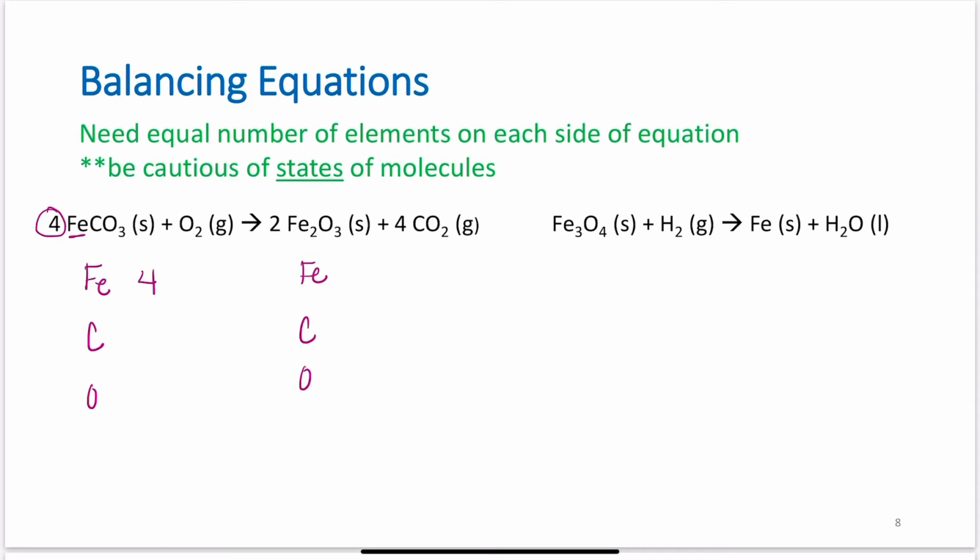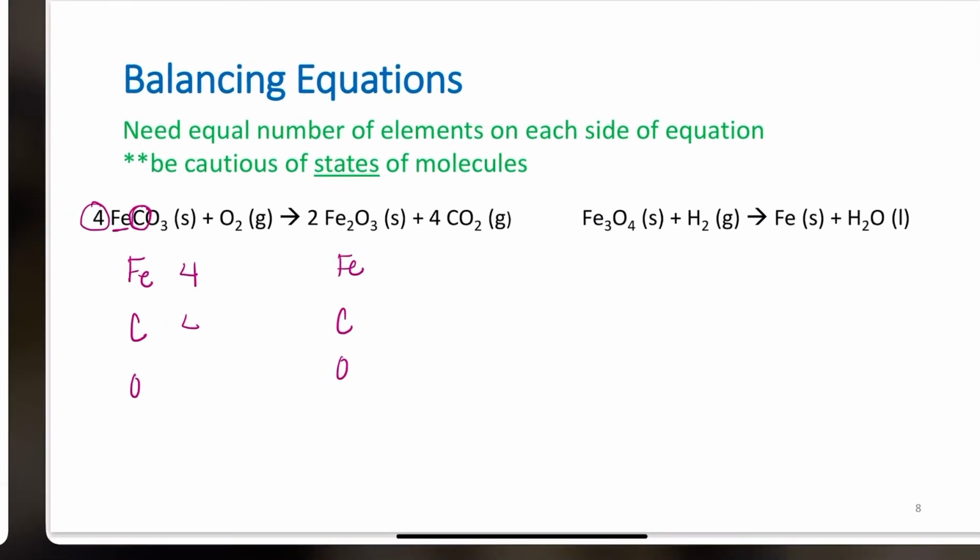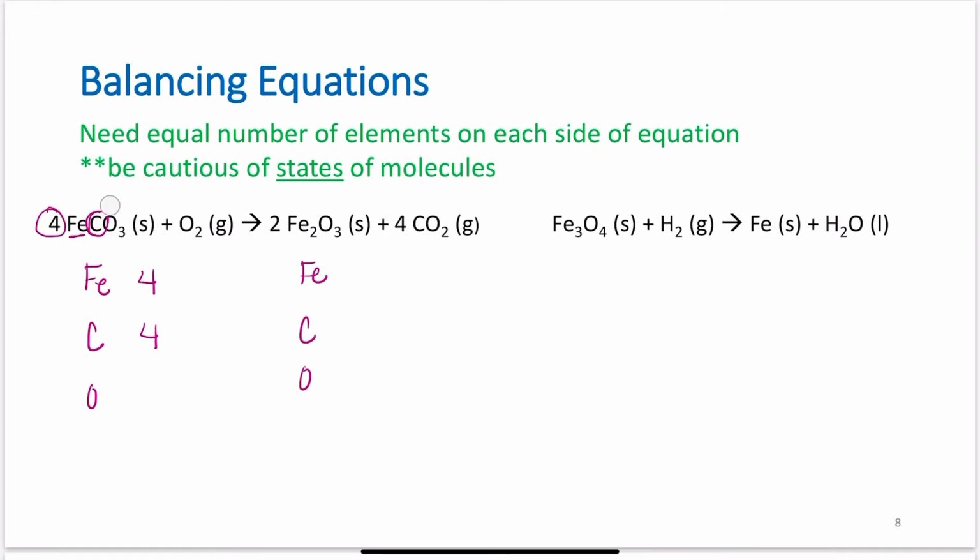Next, I have carbon. Only spot I have carbon is here, so therefore I also have 4 carbons. Next, I have oxygens. I see I've got 3 oxygens here, but that does need to be multiplied by the 4. And I also have 2 oxygens over here, so in total, I have 14 oxygen. That's what I currently have on my reactant side. Let's go ahead and look at our product side.